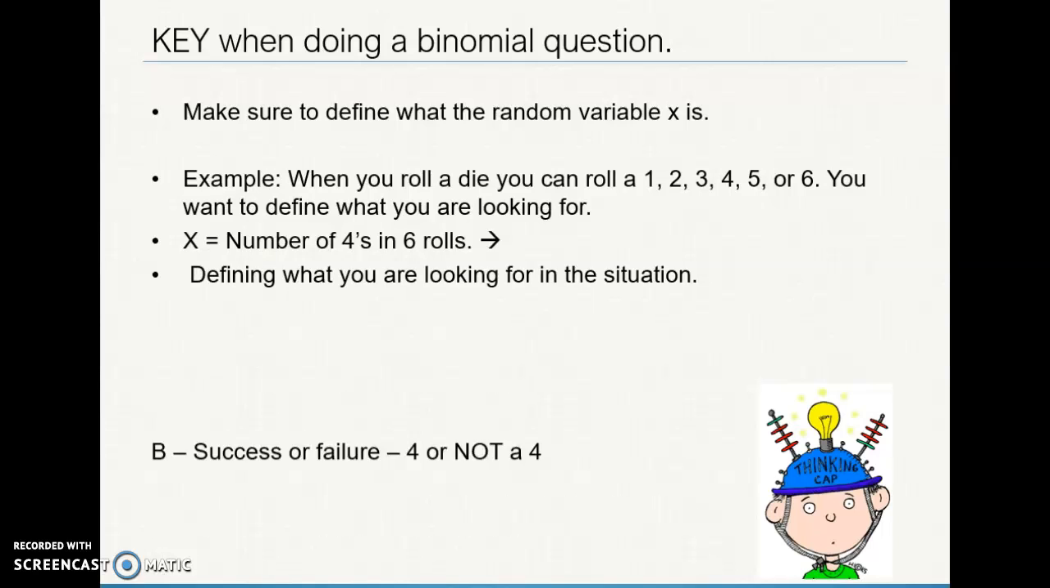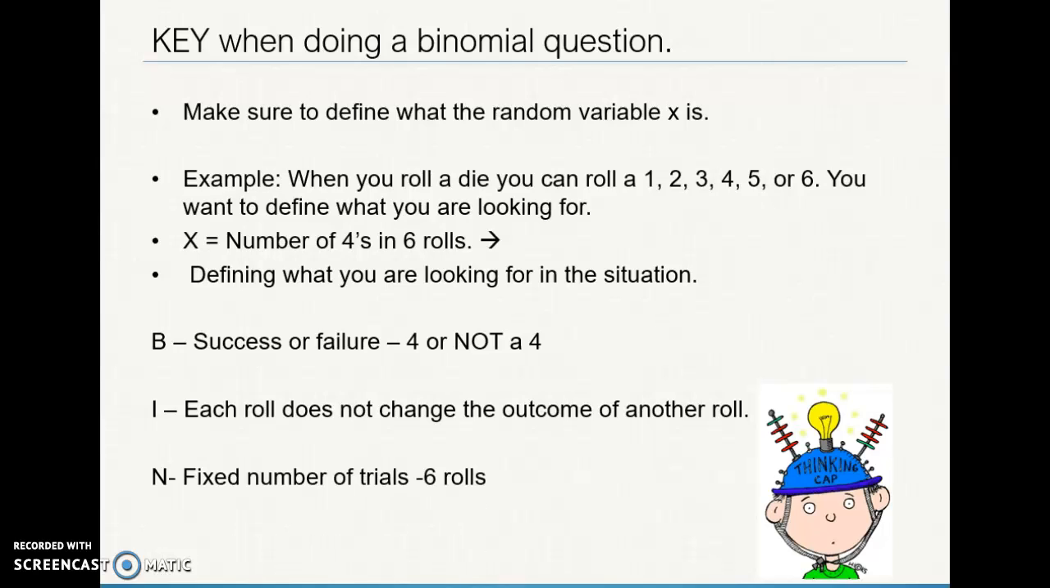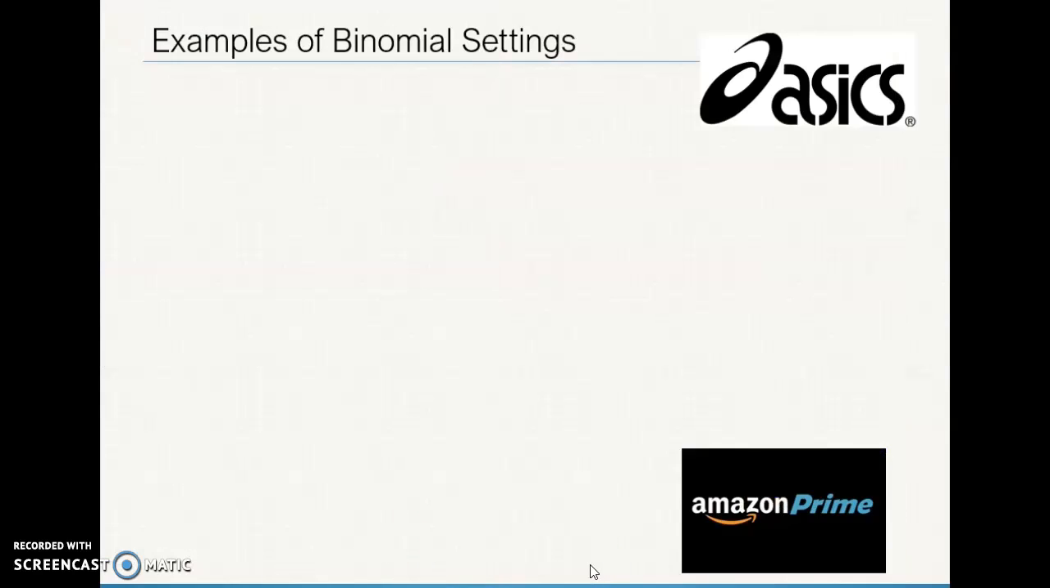So we're defining what we're looking for in this situation, just like we did with random variables. Okay, so B, binary, success or failure, is a 4 or not a 4. I, for our independence, each roll does not change the outcome of the other roll. So if I roll a 4 one time, I still have the same chance of rolling it the next time. N, there's a fixed number of trials, or 6 rolls. And S, the probability of success, or getting a 4, each time is going to be 1/6.